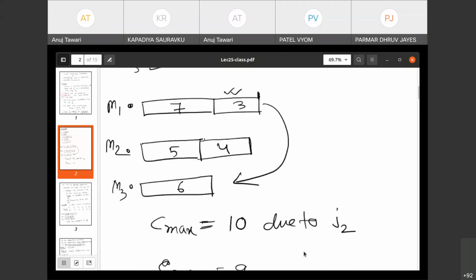So this particular allocation where machine 1 runs for 7 hours, machine 2 runs for 9 hours, and machine 3 runs for 9 hours. So 3 we have shifted from M1 to M3.